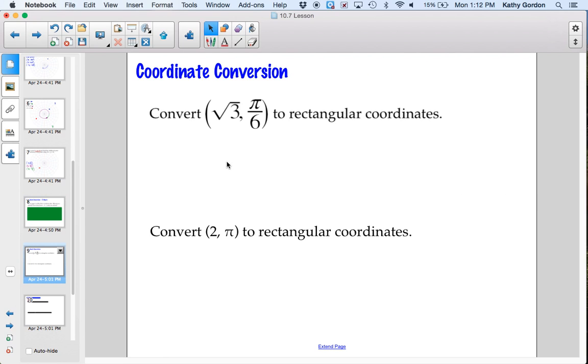Okay, so let's do it. If I give you the polar coordinates of root 3 comma pi over 6, what would be the rectangular coordinates? At the same point. And remember, this is always assuming that the origin in polar and the origin in rectangular are matching up. So your x-axis is going through the 0 pi line, and your y-axis is going through the pi over 2, 3 pi over 2 line.